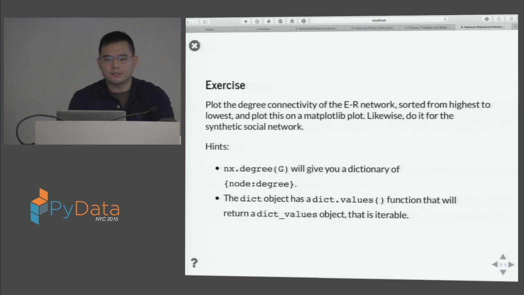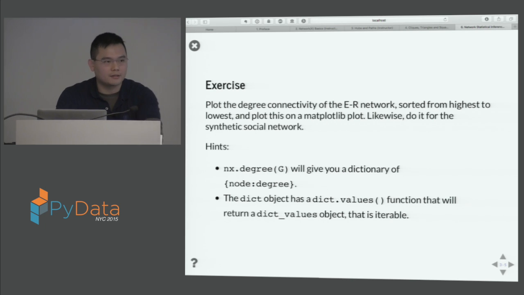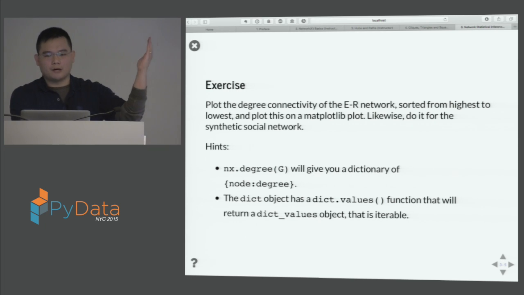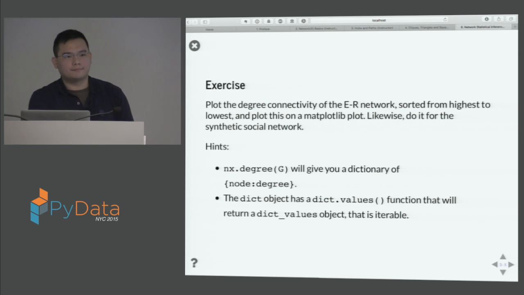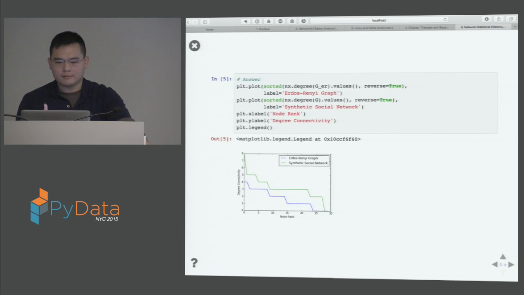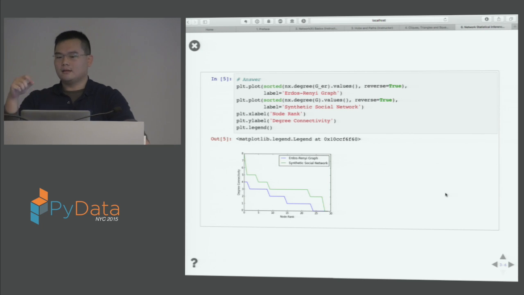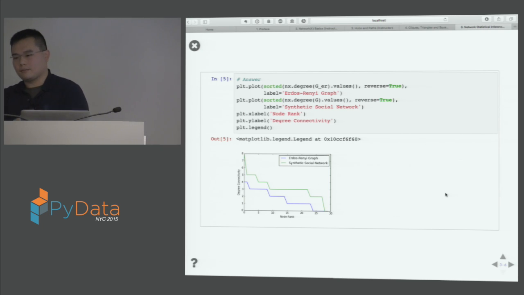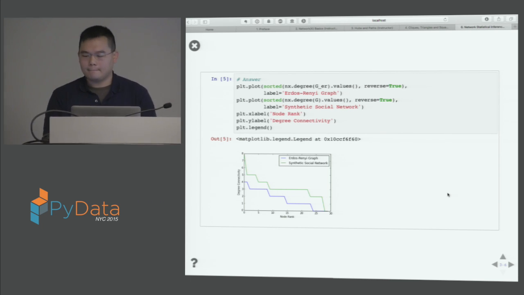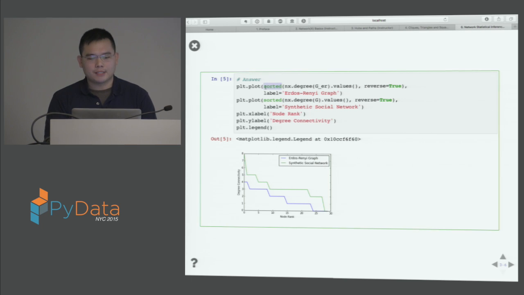So the next thing I want you to do is to plot the degree connectivity distribution of the ER network that you've created, sort the distribution of degree connectivities from highest to lowest, and then plot this on a matplotlib plot. In the interest of time, I'm just going to show you my answer. I want you to do it, and so you can copy it. What I'm really trying to get at here is this idea of the sampling distribution, out front and center. Okay, so if you take a look at that.